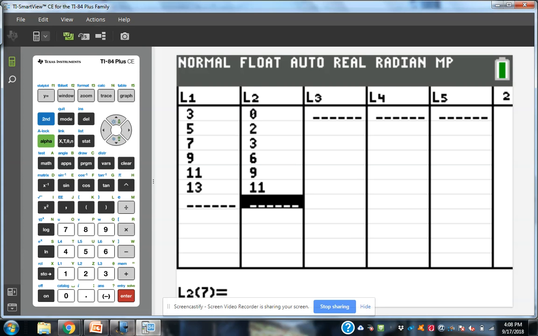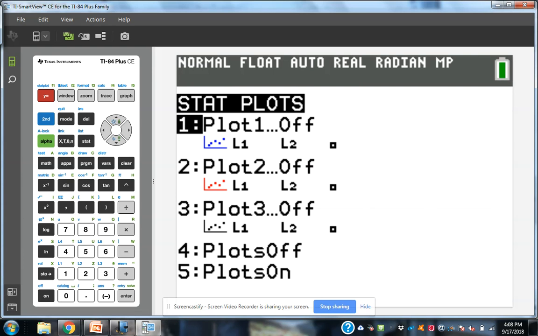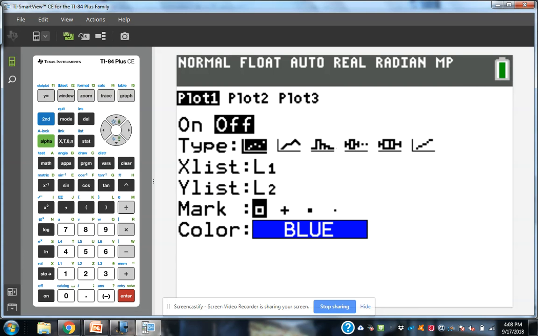The next thing to do is we're going to get it to plot these on a coordinate plane. So to do that, you hit second and then Y equals, and it should take you to this menu. It's the stat plot menu where you can get it to draw a histogram or a scatter plot, which is what we're doing, or you can get it to do a line graph. And the calculator can do a lot of things. We want a scatter plot, so I'm going to hit enter on number 1, and it's going to ask me, do I want to turn that on? Yes, I do. And then the type, the first option should be a scatter plot. That's what everybody's first option is. So we're going to leave it on that.